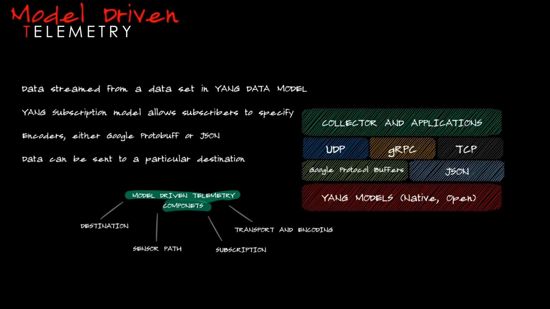So when we talk about the components of model-driven telemetry, we have the destination, which specifies one or more destinations to the collector, the stream data. The sensor path specifies the Yang path from which data must be streamed. Subscriptions bind one or more sensor paths to the destination and specify the frequency for streaming data. And the transport and encoding, which represent the delivery mechanism of telemetry data.